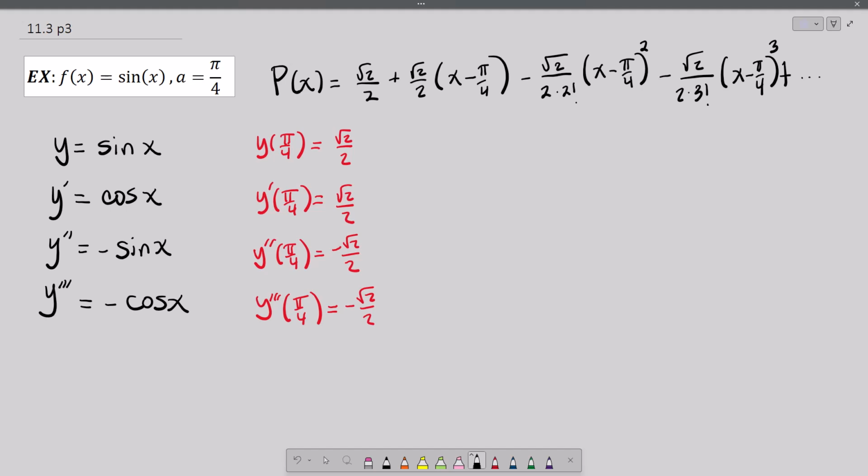So that is our never-ending polynomial. It's our Taylor series. It's our power series that represents sine at pi over 4. And then if we wanted to create the closed form, here it's actually going to be, I think, even easier than the last one, because we have this constant of root 2 over 2 all the way through. And then we have a 1 over k factorial. And then we have an x minus pi over 4 to the k. K starts at 0. I think that's it.